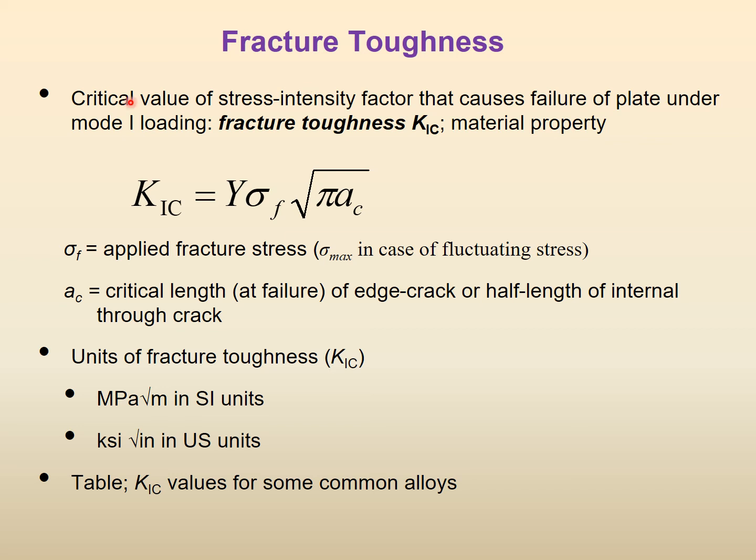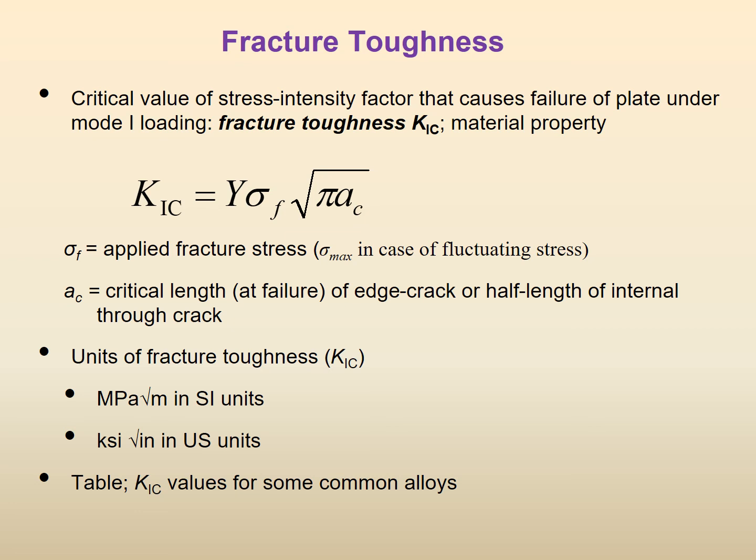So let us read again. Critical value of stress intensity factor that causes failure of the plate under mode 1 loading is called fracture toughness, K1C, and it is a material property. Only K1 is the stress intensity under mode 1 loading. K1C is that critical value. So to find K1C, the sigma, the applied load, has become the fracture load, and the crack size has become the critical crack size, right?